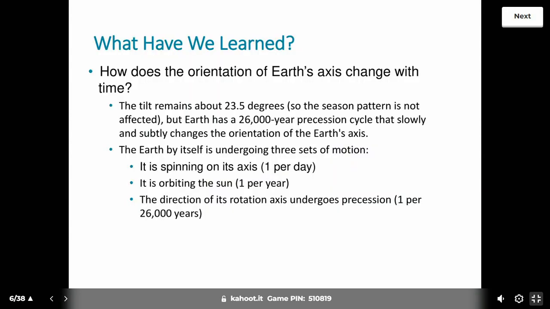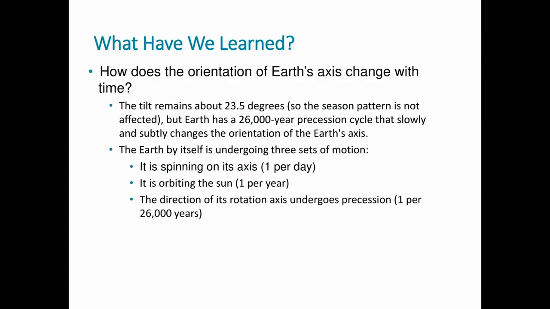Okay, so the tilt of the Earth's orbit is what causes the seasons, and the Earth is always tilted by that 23.5 degrees, but where the North Pole is pointing on the sky changes with this 26,000 year precession cycle. And so these are the three ways that the Earth is moving by itself. So it's spinning on its axis, it's orbiting the sun, and its axis of rotation is precessing.